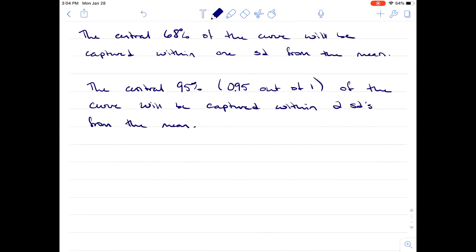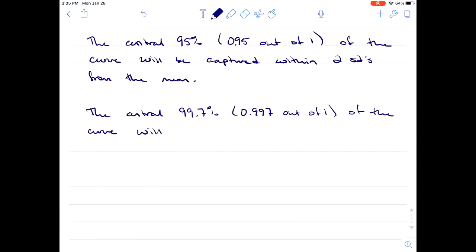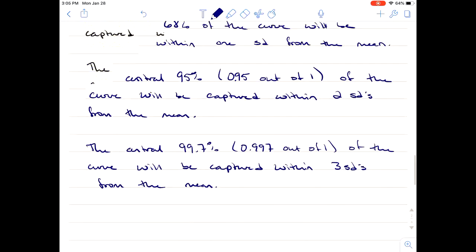And then of course, same thing, the central 99.7%, right, or 0.997 out of 1, of the curve will be captured within 3 standard deviations from the mean. Right. So that's just this image in words.